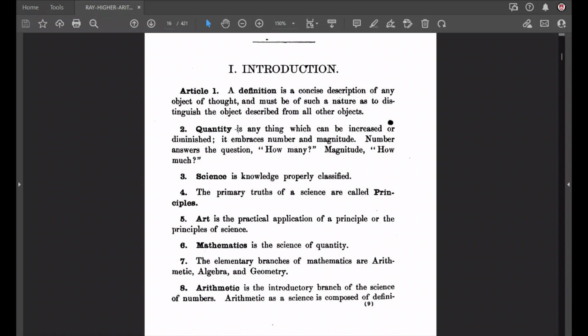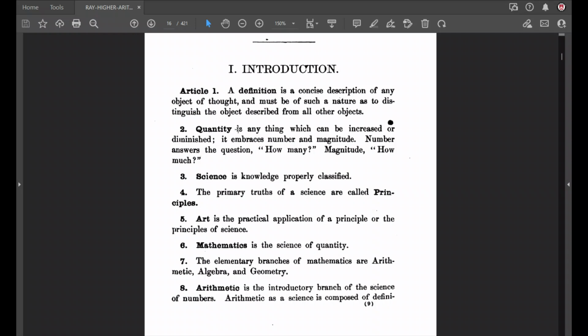Would you say that agrees with what we see in our other mathematics textbooks and studies? Do you think "mathematics is the science of quantity" is a good definition of mathematics? Yes or no? Yeah, it is. Mathematics is the science of quantity. We study quantity. Quantity is anything that can increase or decrease. Mathematics is the study of quantity.